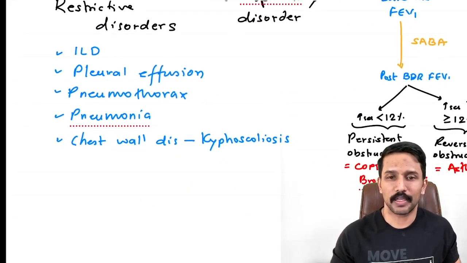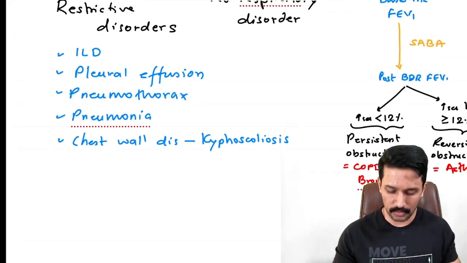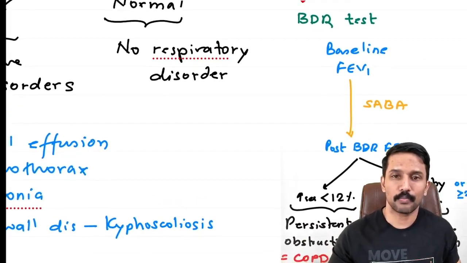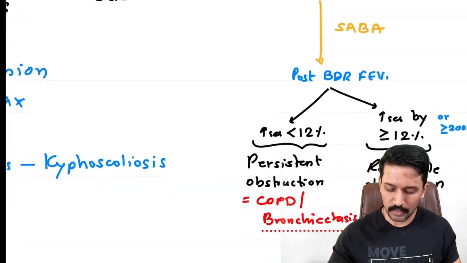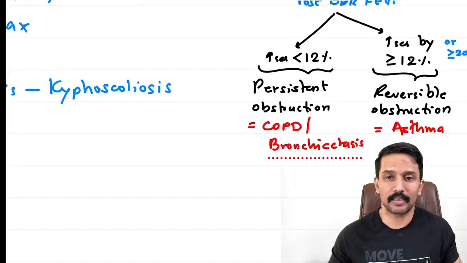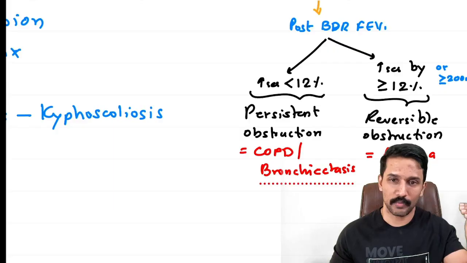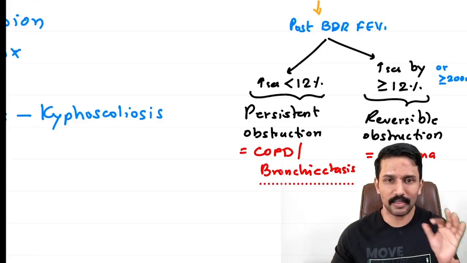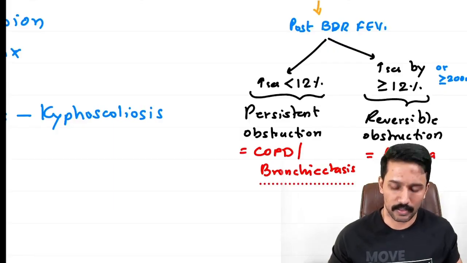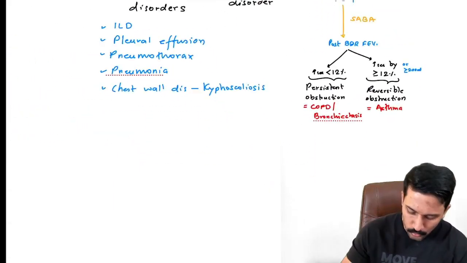Restrictive, go ahead with imaging, HRCT or X-ray or ultrasound, to diagnose further. Obstructive, do what we call the bronchodilator reversibility test. Give a SABA and see how much FEV1 increases after the bronchodilator. If there is a 12% increase or higher, or a 200 ml increase, then it is asthma. Less than that, it is COPD or bronchiectasis, right? Some extra points to note.